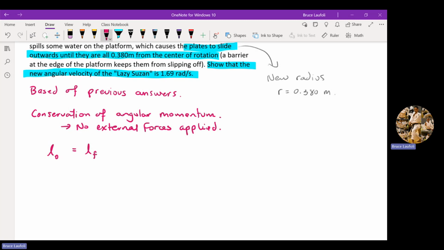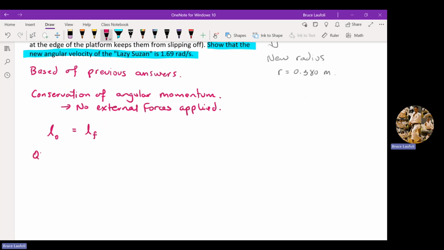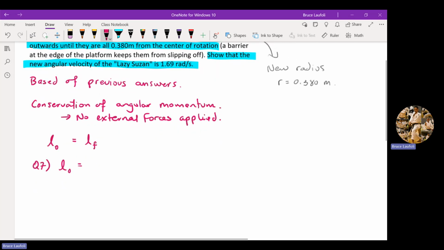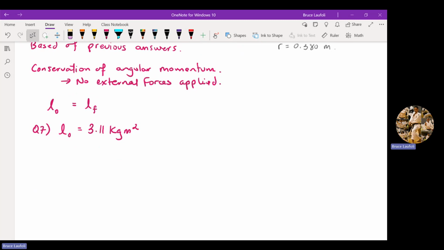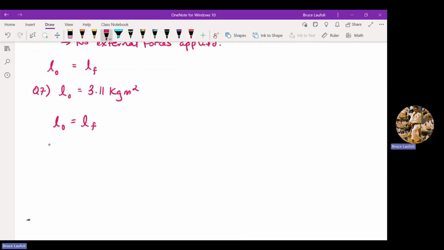In the previous question 7, I believe, we calculated that the initial angular momentum, before Selena spilt the water on it, was 3.11 kg m squared per second. If L initial should equal L final, then we can say that the 3.11 kg m squared per second should equal whatever the final is.